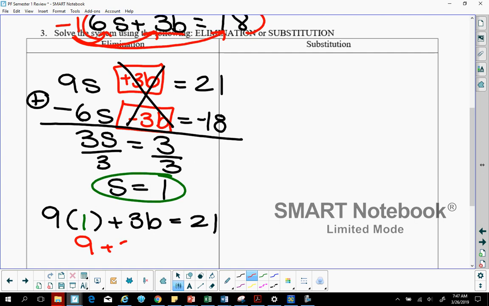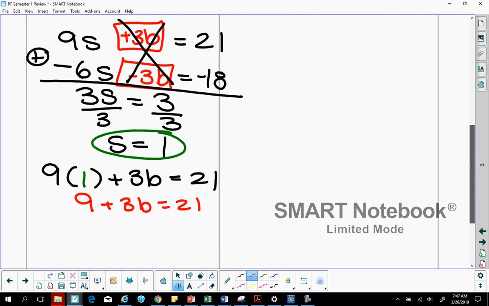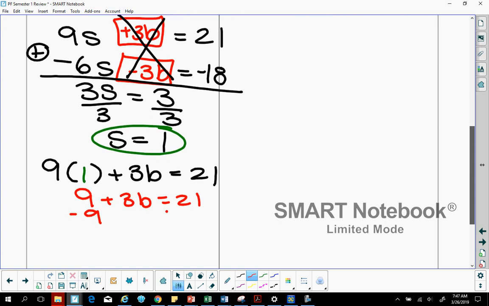9 plus 3b equals 21. How do you get b by itself? What do you have to do with that 9? Good. Subtract 9 on both sides. And you get 3b equals 12.